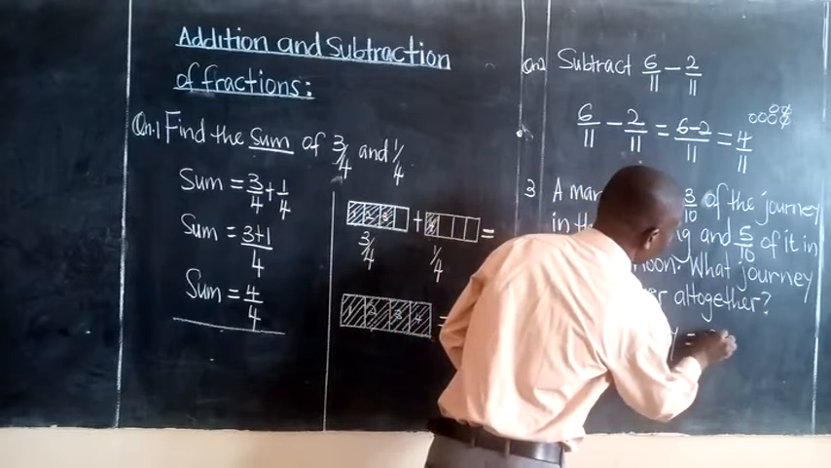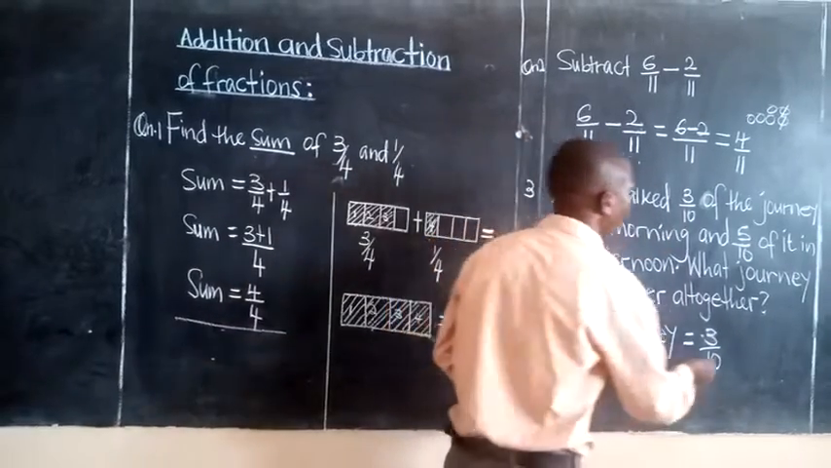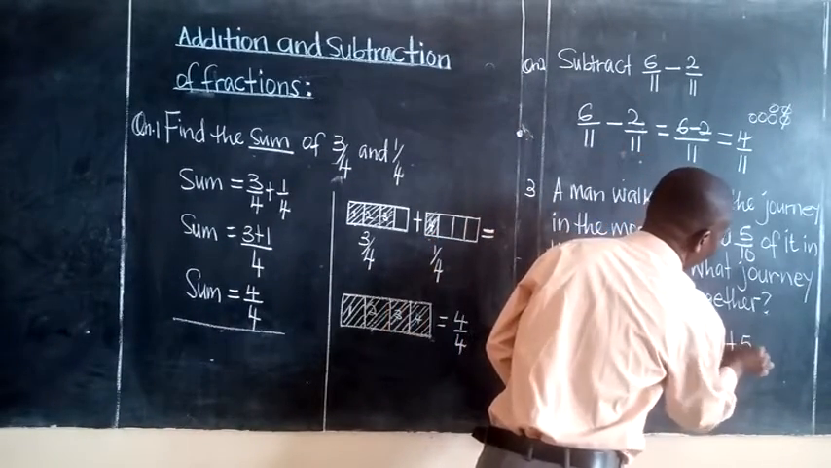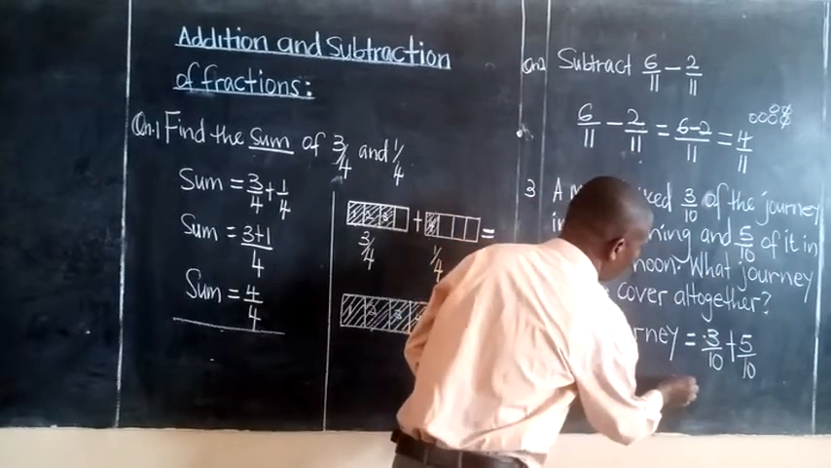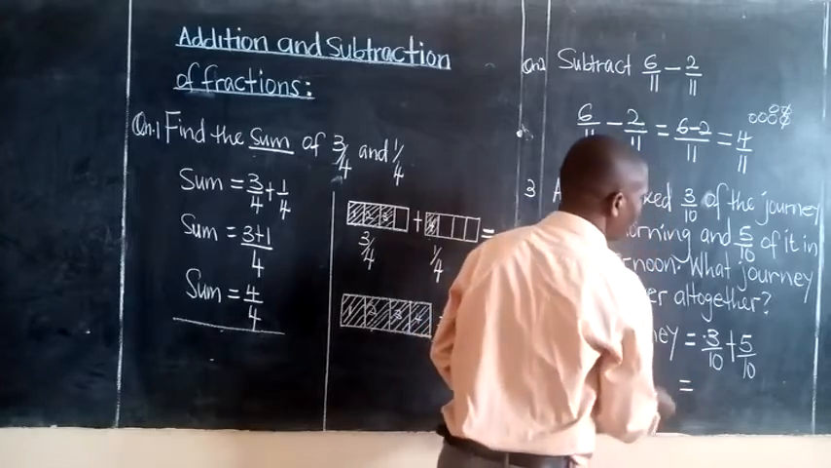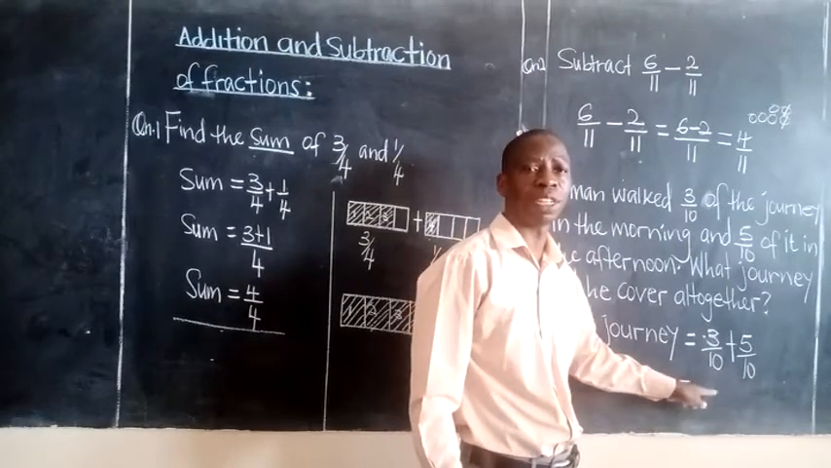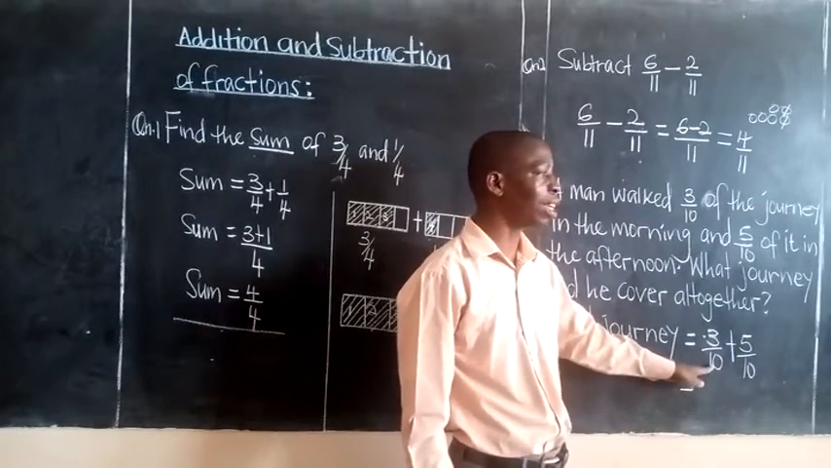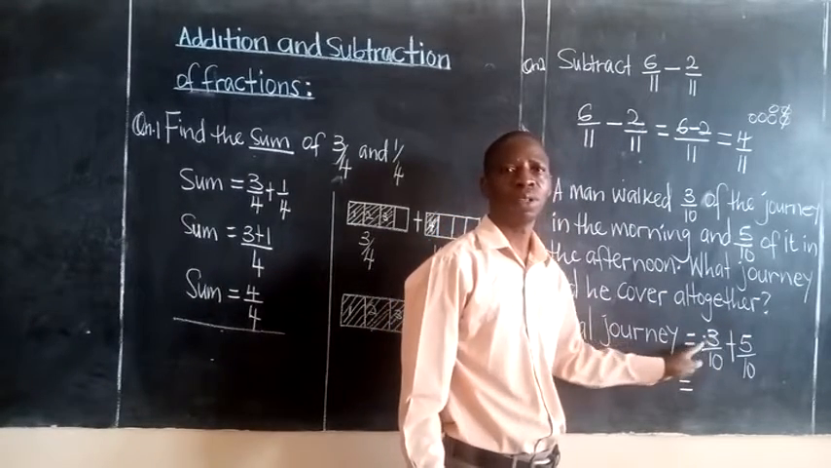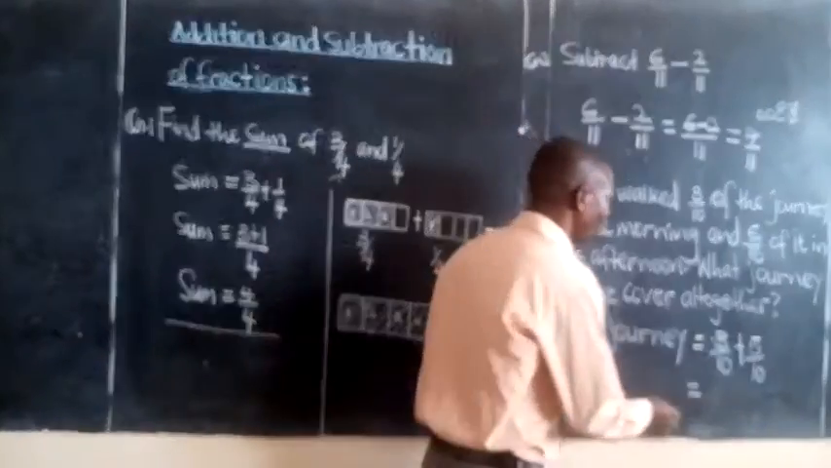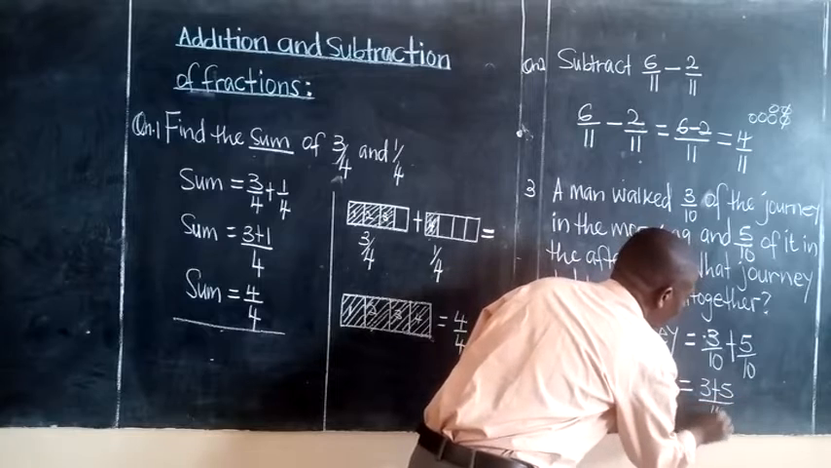Equals the first journey, that is 3/10, plus the second journey, which is 5/10. So this one will give us, these are now the denominators. We just maintain the denominator, but then we need to deal with the upper numbers, which I'm calling numerators. So we shall say 3 plus 5 out of 10.